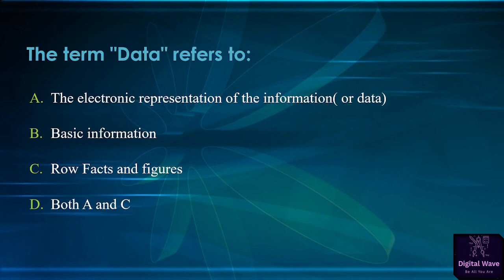So next question is, the term data refers to, first option is the electronic representation of the information, second option is basic information, third option is raw facts and figures, and the last option is both A and C. So right answer will be C. In general, the term data refers to the raw facts and figures, whereas the information referred to as the data which is really important for someone or a particular person. Therefore, the correct answer is C.